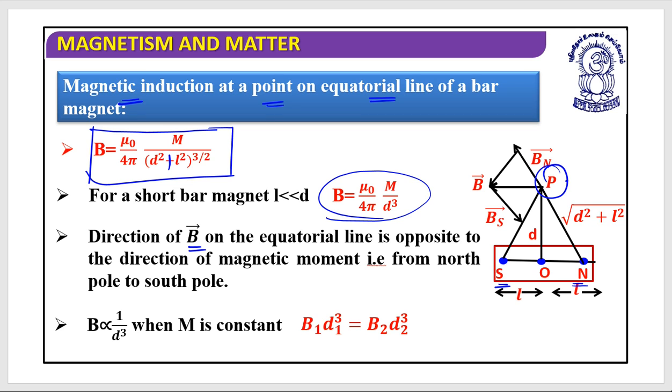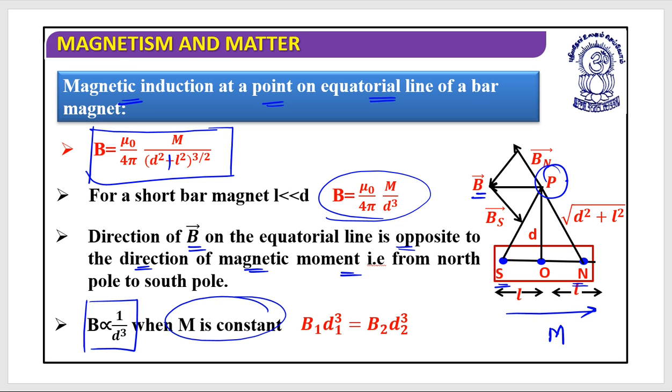The direction of the magnetic field on the equatorial line is opposite to the direction of the magnetic moment. So the magnetic moment is in this direction, and this B is in this direction, from north pole to south pole. If m is constant, the magnetic field is inversely proportional to the cube of the distance. So I can write B1 d1 cube is equal to B2 d2 cube. Is that clear?